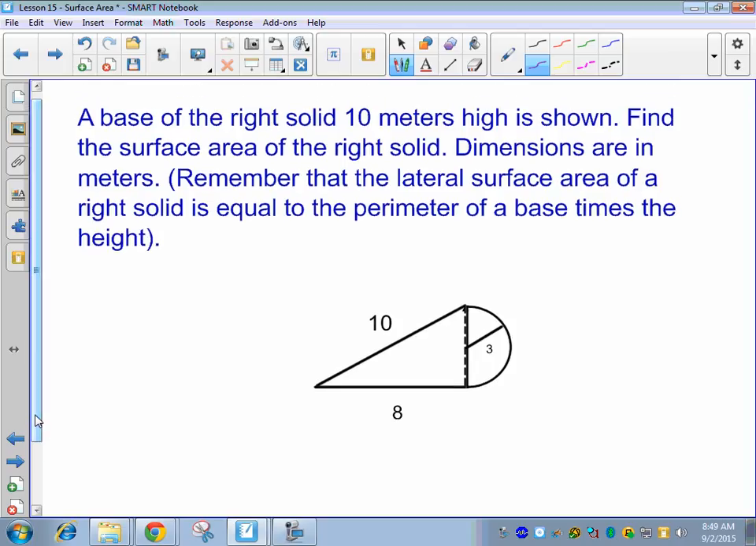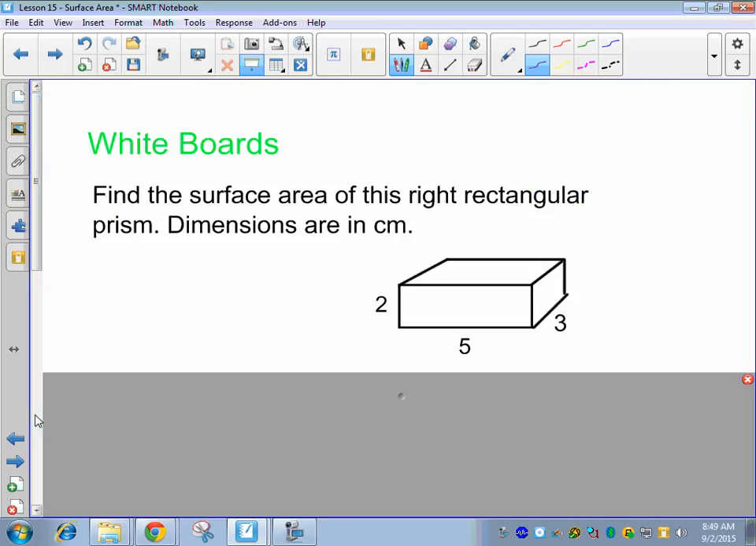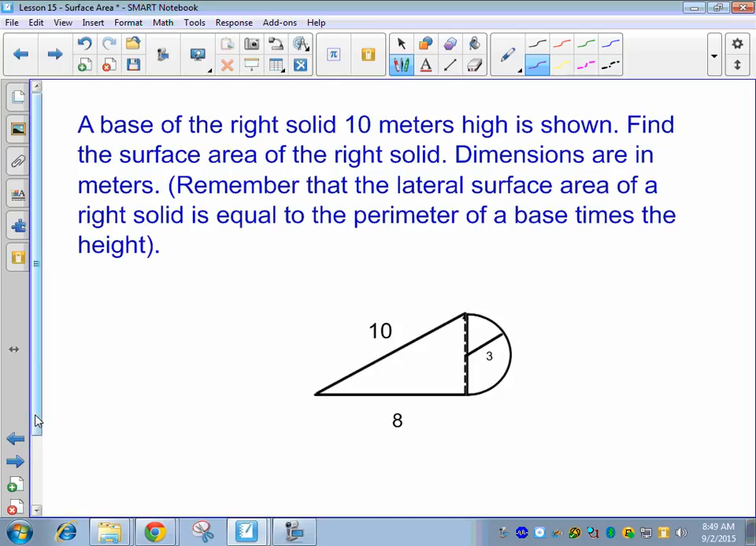Okay, so we have a base of the right solid. A base of the right solid 10 meters high is shown. Find the surface area of the right solid. Dimensions are in meters. Remember that the lateral surface area of a right solid is equal to the perimeter of the base times height. So we got that.